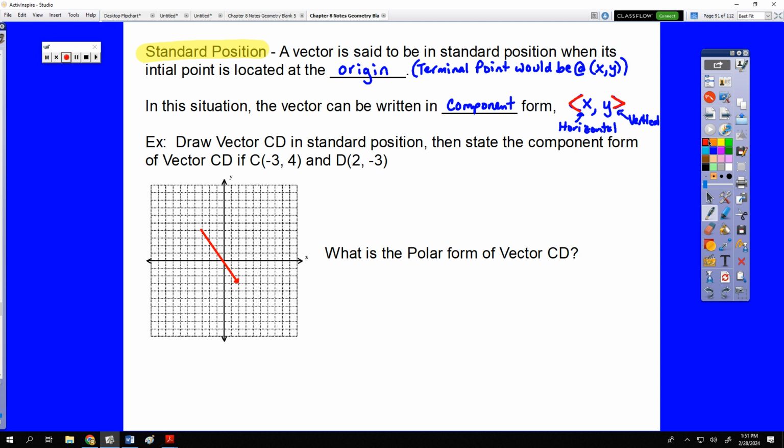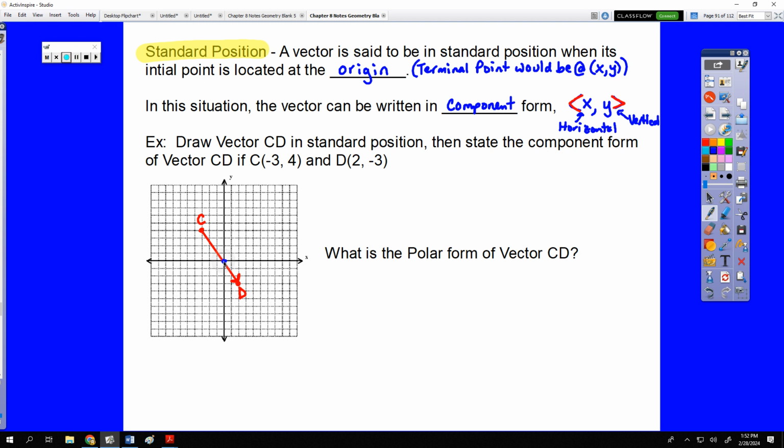So C is at negative 3, 4. That's this point here, point C. And point D is at 2, negative 3. This is point D. So you'll see again that we've got that vector very clearly indicated as pointing from C to D. So we're going to take that vector and redraw it in standard position. You'll notice that from C to D, we need to go down and right. We go down 1, 2, 3, 4, 5, 6, 7, and right 1, 2, 3, 4, 5.